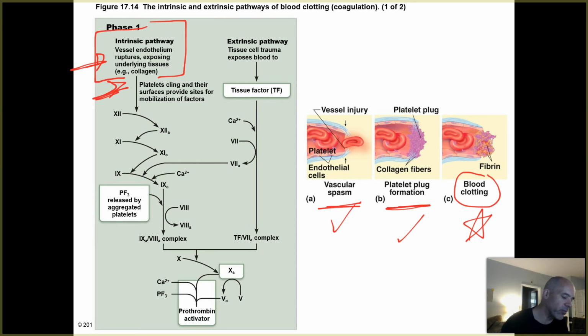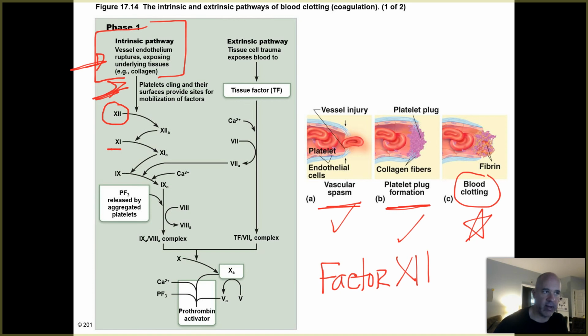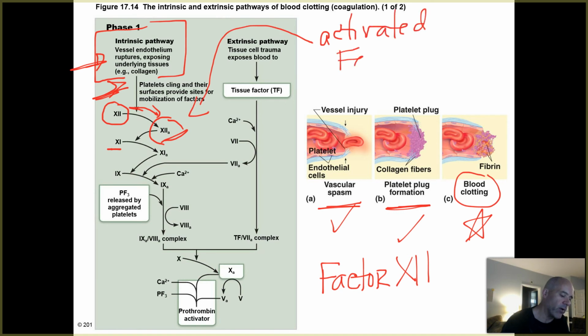All right, so one of the things those platelets will attract is this one. That's the Roman numeral 12. Usually these are called factor 12, or the next one is factor 11, XI. If you follow these arrows, factor 12, this little arrow over here, gets converted to 12 with a little A subscripted there, and that's the active form. That's what that stands for. This is active or activated factor 12.